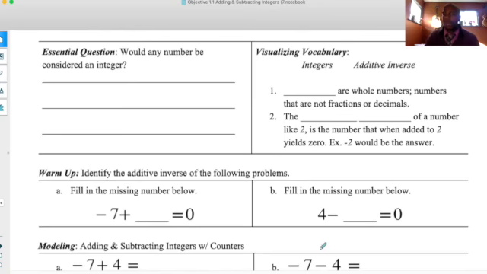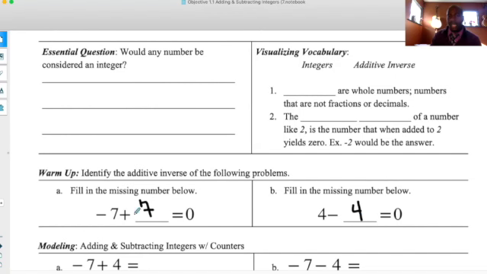Find the missing numbers. What numbers need to be filled in order for these statements to be true? So -7 plus what number equals 0? And 4 minus what number equals 0? Take a second, pause the video if you need to, and answer that question. All right, now I want to reveal the answers. You should have got 7. And you should have got 4.